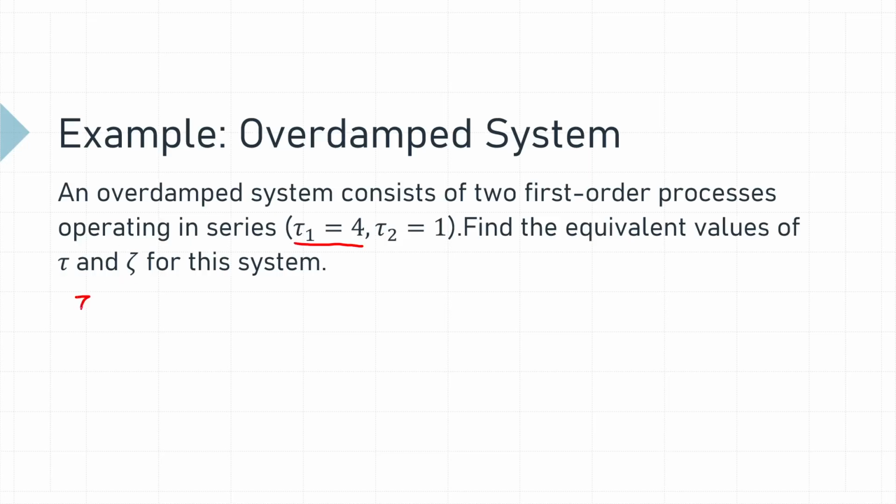Recall that the total tau is equal to the square root of tau1 times tau2. Given these values, we should be able to find that tau is equal to the square root of 4 times 1. With this, we could simplify this further into the square root of 4, which is equal to 2. This is your tau. This should be around 2 seconds as well.